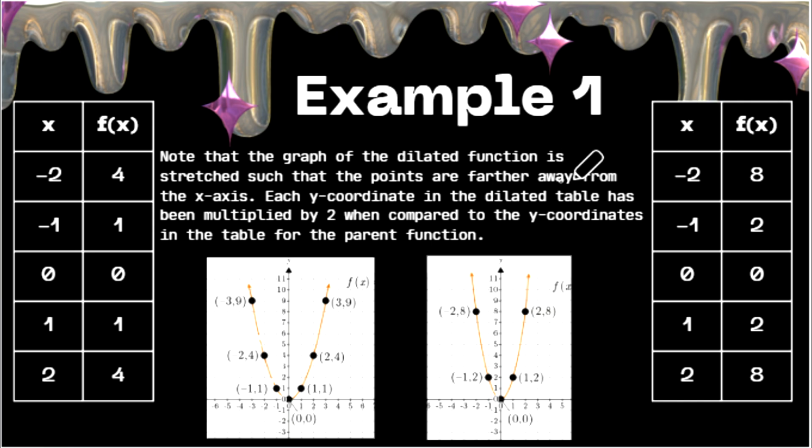Each y-coordinate in the dilated table has been multiplied by 2. So these x-coordinates all stayed the same. This is the parent function. We just multiplied this by 2. So in the parent function, it was a 4, which you can see right here. And in the dilated function, it's an 8, which you can see right there, okay? The y-coordinates on the table got multiplied by 2. The x-coordinates stayed the same.